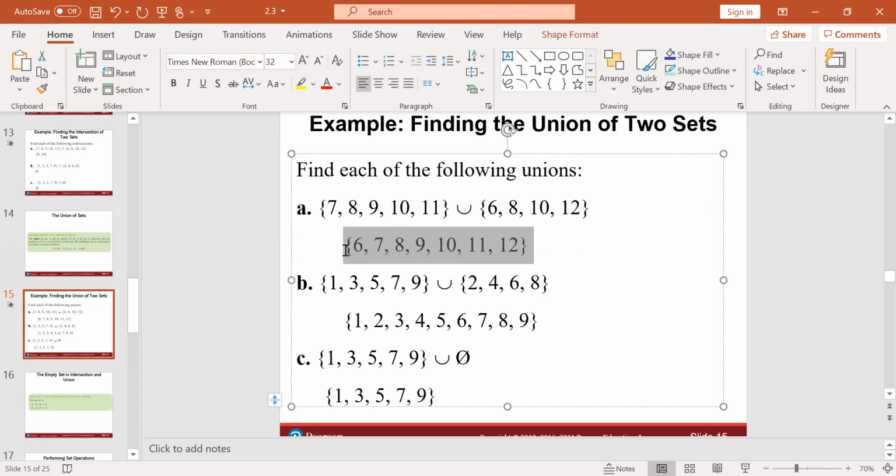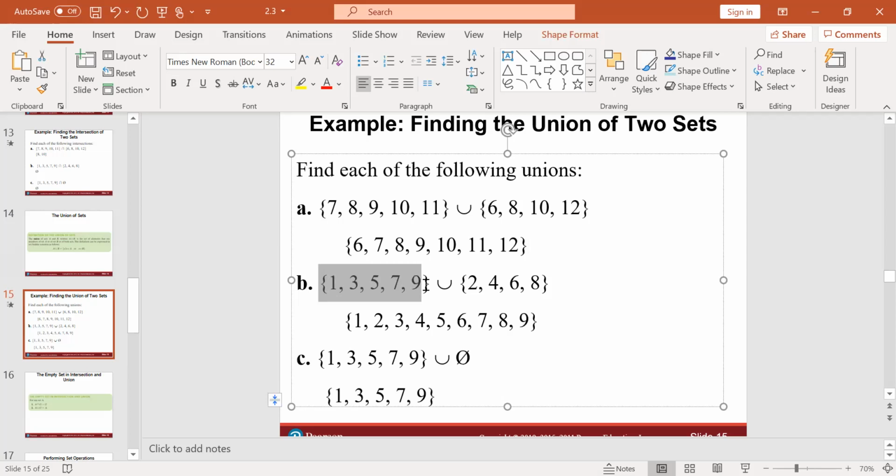And look, the number 8 was in both of these sets. So it certainly makes it into the union, but we don't need to represent it twice here. If something's in both sets, we only represent it just once. 10 is in both sets, but in the union, it's still in there, but you only have to represent it once. Remember, sets don't need repeated things.